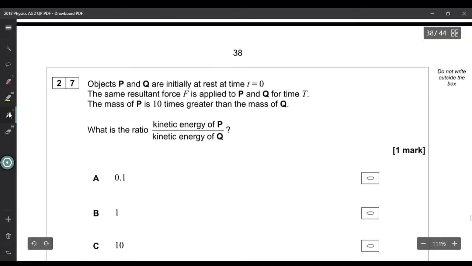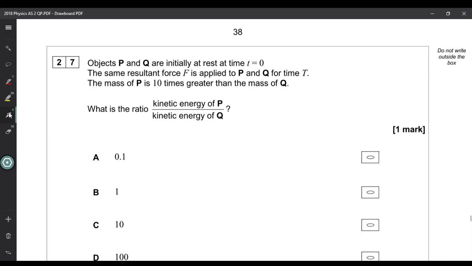Question 27 tells us that the objects P and Q are initially at rest at time equals 0. The same resultant force, F, is applied to P and Q for a time T. The mass of P is 10 times greater than that of Q. What is the ratio of the kinetic energy of P over the kinetic energy of Q?